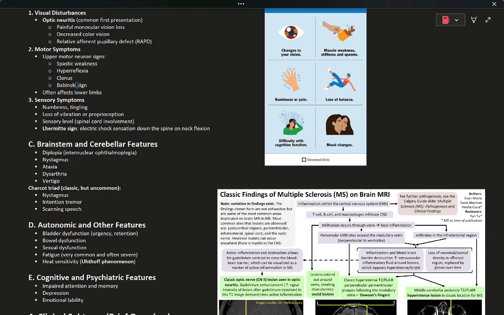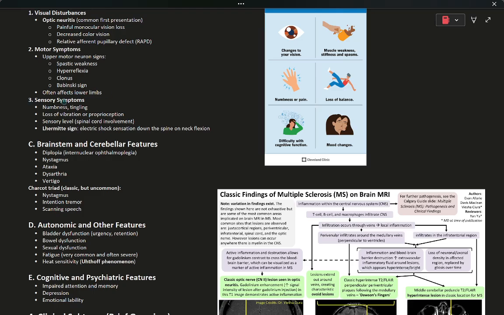And this is where, if you use the pointed edge of the reflex hammer and stroke the patient's plantar side of the feet, or the soles of the feet, their toes end up curling up rather than down. And that's the Babinski sign, or the positive Babinski sign. And for motor symptoms, the lower limbs are usually affected.